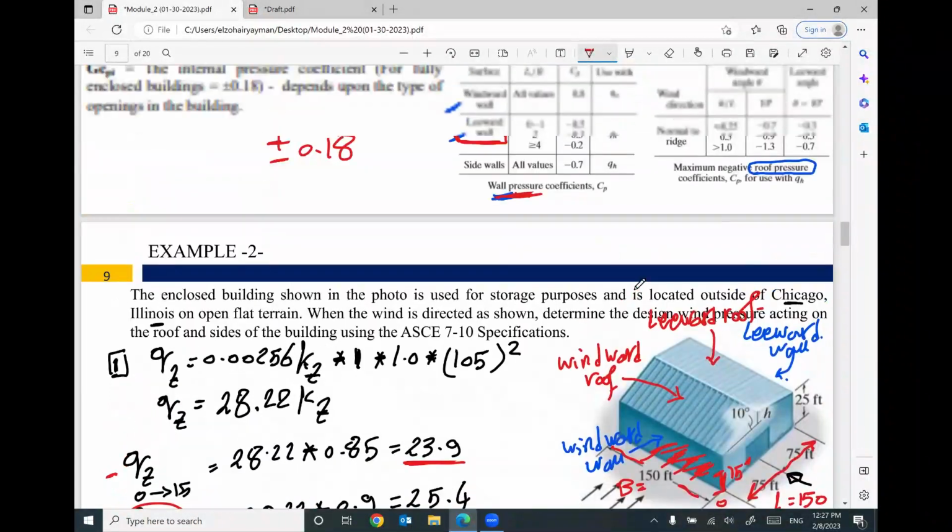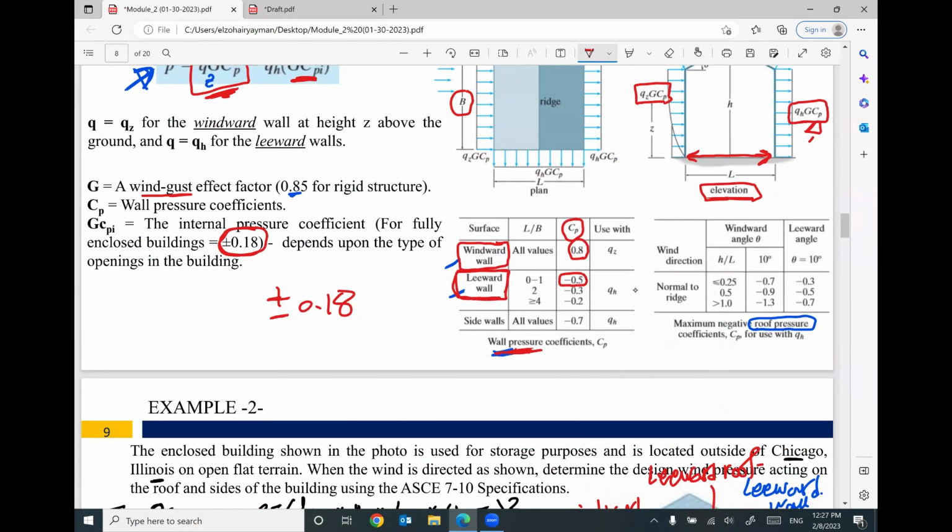If you divide L by B, you are going to get 1. If you divide L by B in this range from 0 to 1, I'm going to use negative 0.5. If you have something different, go ahead and use the different values. This is how to use this table. We are using the leeward wall. We have different values, negative 0.5, negative 0.3, negative 0.2. Which value I use is based on the ratio between L and B.